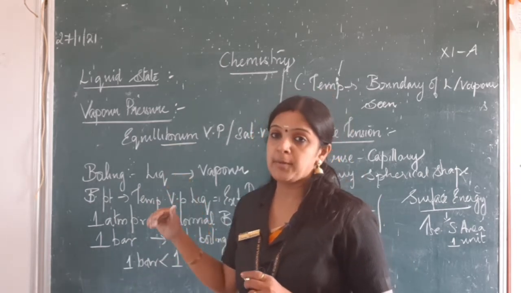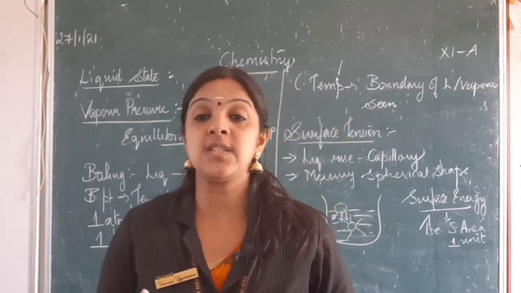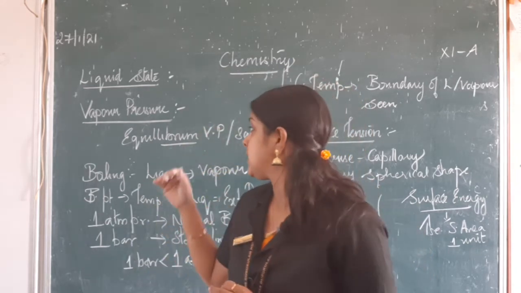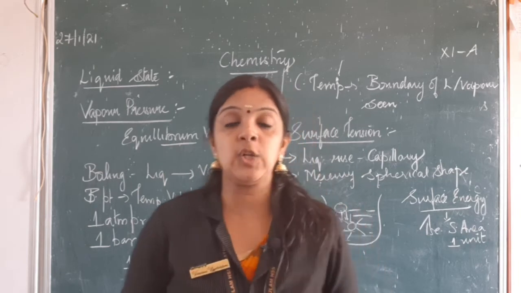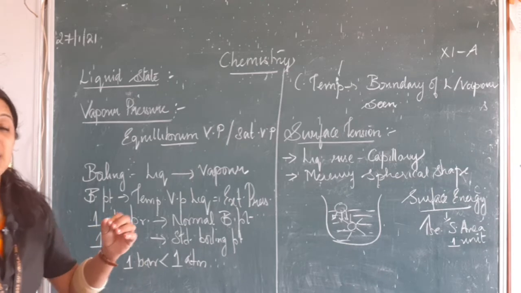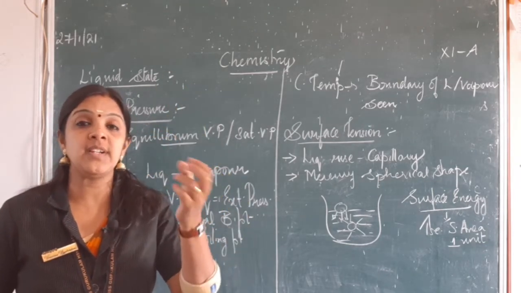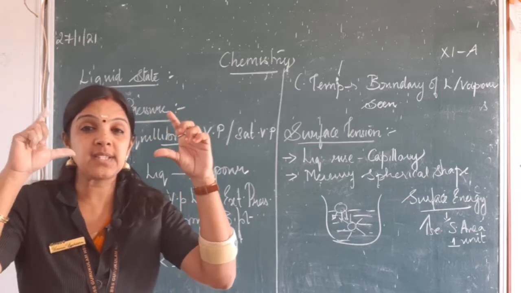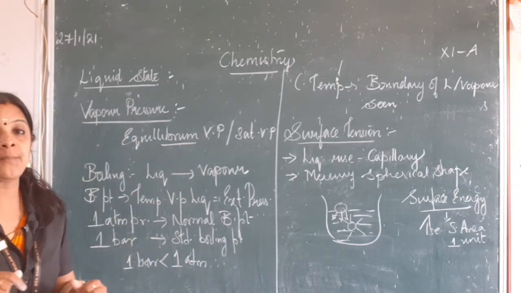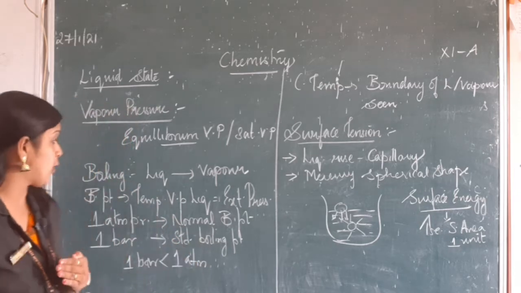When we talk about vapor pressure, it is most important because when a liquid is boiled or heated, it changes into its vapor form. The pressure exerted by the vapor, we call it equilibrium vapor pressure or saturated vapor pressure. When the liquid boils and changes to its vapor form, there will be some vapor pressure exerted by that vapor. We call it equilibrium vapor pressure, which lies between the liquid and the gaseous form.